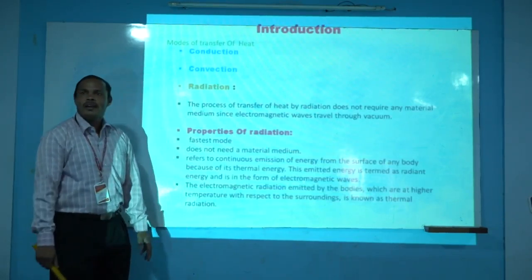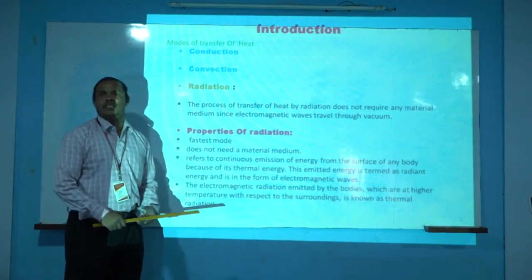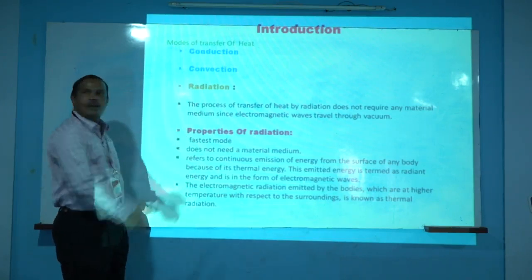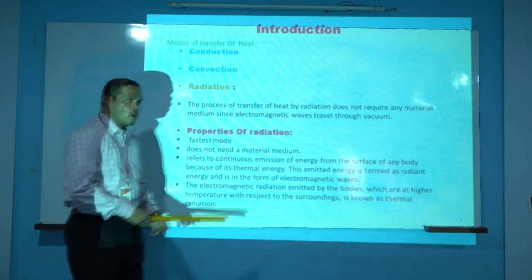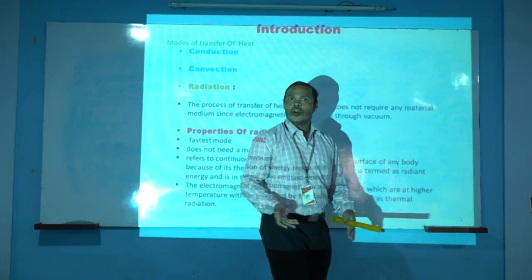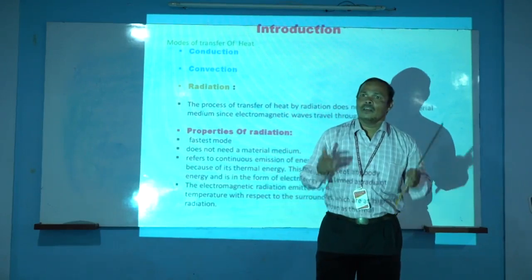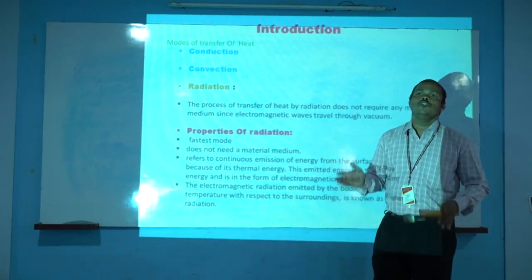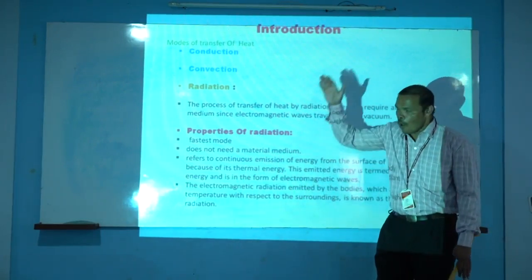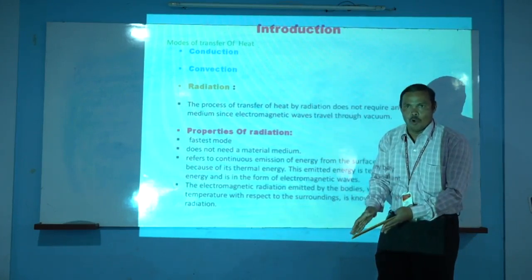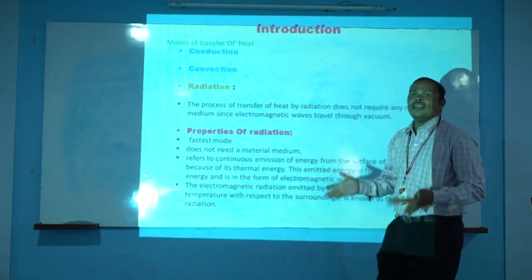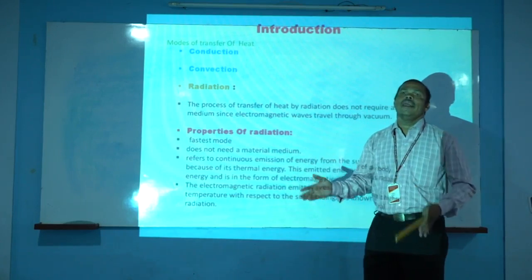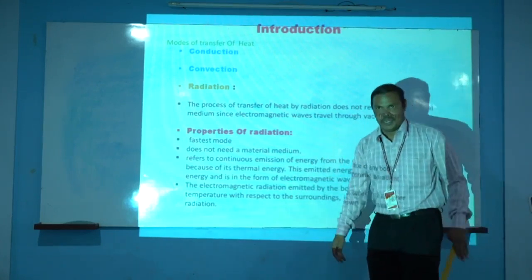Introduction. We know that there are three modes of transfer of heat energy, namely first conduction, second convection, third one radiation. So we know what conduction is. We define conduction as the mode of transfer of heat energy through the material medium without actual migration of the particles from the body at higher temperature to the body at lower temperature. That means the particles are not migrating, and we know that heat always flows from the body at higher temperature to the body at lower temperature.